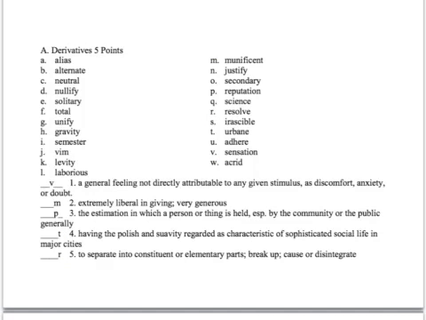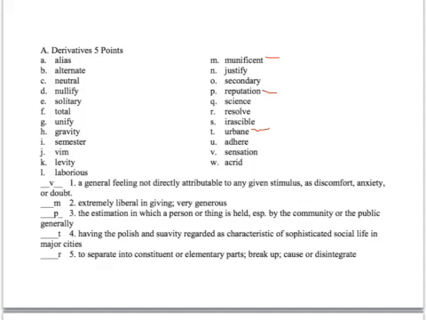A general feeling is a sensation, from sentio. Extremely liberal and giving and generous, this is munificent. Again, that's a difficult one. The estimation in which a person is held would be the reputation. Having polish, refinement regarded as characteristic of the city, sophisticated, this would be someone who's urbane, that's city-like. People from the city are more sophisticated.